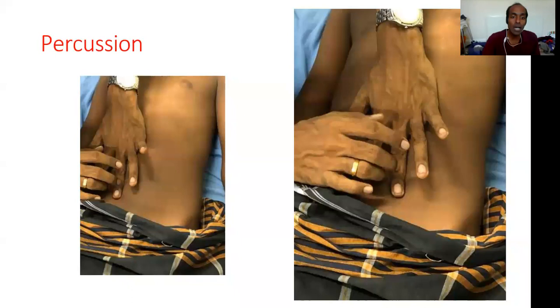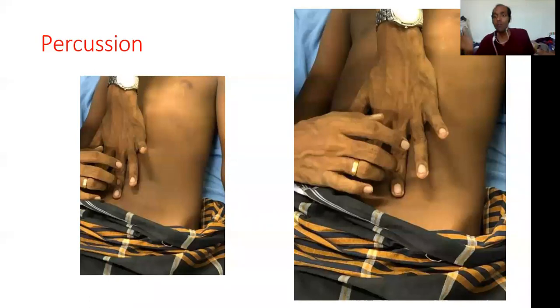With percussion, the idea is you're looking for free fluid in the abdomen. Remember, you have already done some percussion up to this point. You have already percussed for the liver and the spleen, and if you find masses, you would already do that percussion. So this section of the examination is specifically focusing on percussion for free fluid in the abdomen.